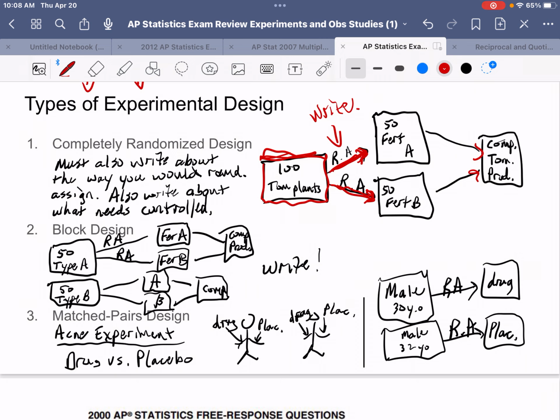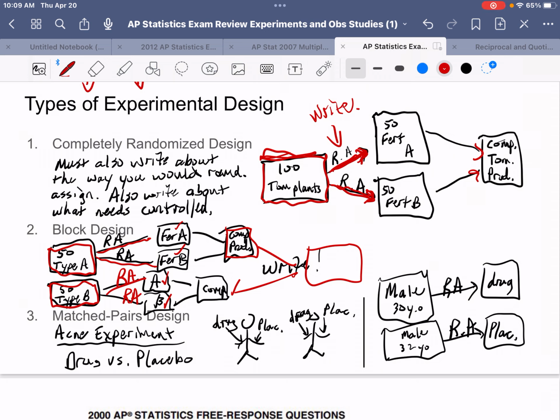Then there's the block design. If I had two different types of tomato plants, then a block design would be to separate them by type. So I got 50 of type A and 50 of type B. I'm not going to intermingle them. I'm going to randomly assign half of type A to fertilizer A and half to fertilizer B, and then compare. And then separate from that, almost like a separate experiment, I'm going to randomly assign half of the other type of tomato plant to each fertilizer type and compare. And then at the end, I can make a deduction about the two different fertilizers.